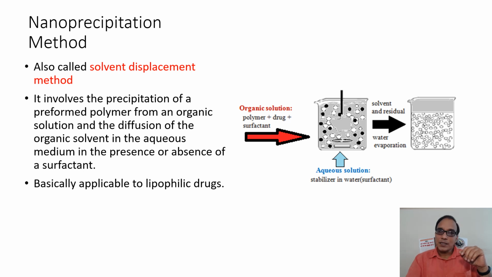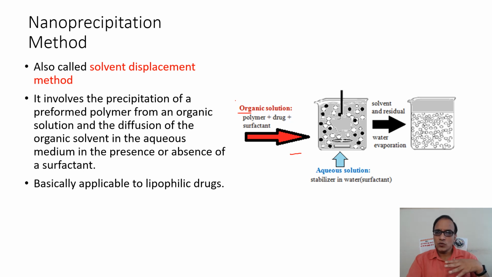Nanoprecipitation method. It is also called the solvent displacement method. What we are doing here is taking the organic solution, polymer, drug and surfactant. It involves the precipitation of a preformed polymer from an organic solution and the diffusion of the organic solvent in the aqueous medium in the presence or absence of surfactant. The polymer, generally PLA, is dissolved in a water miscible solvent of intermediate polarity, leading to the precipitation of nanospheres.